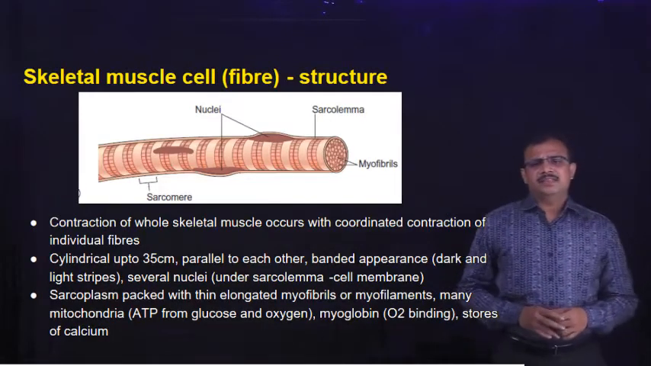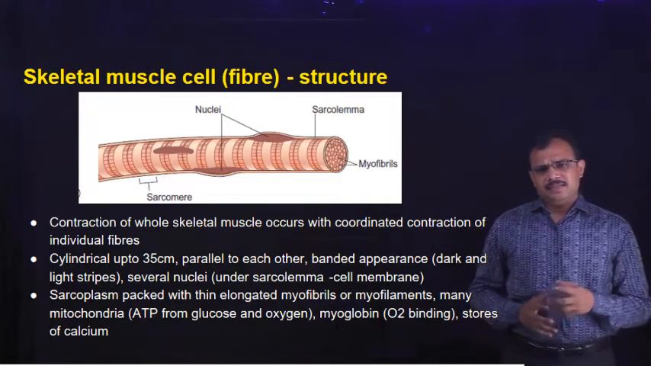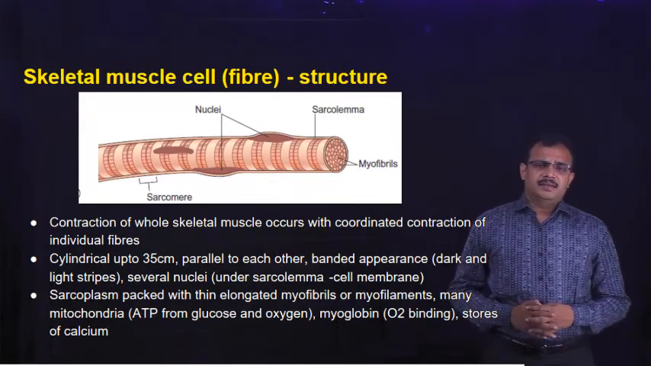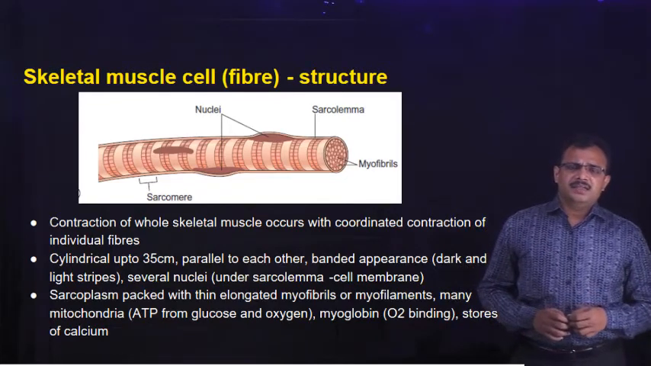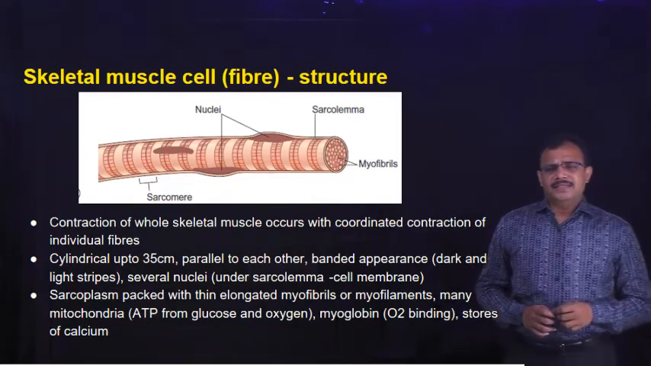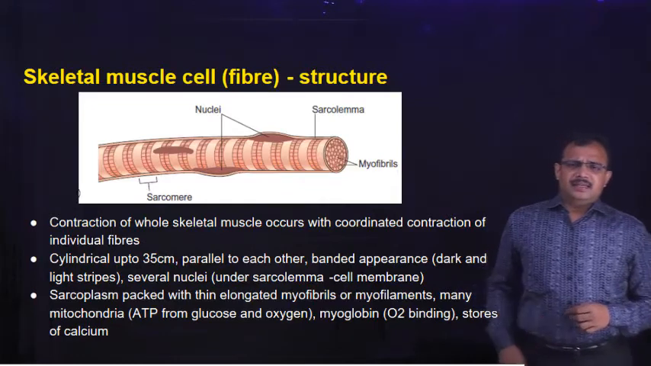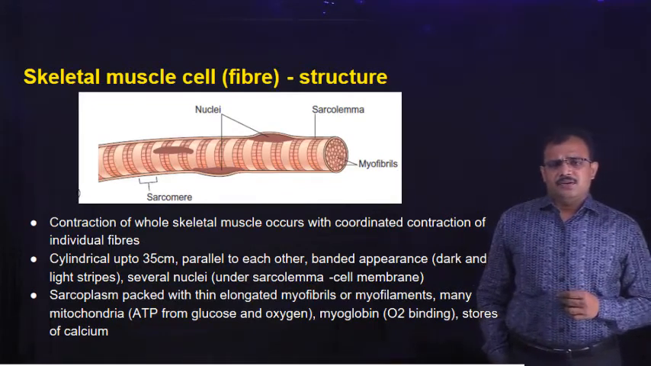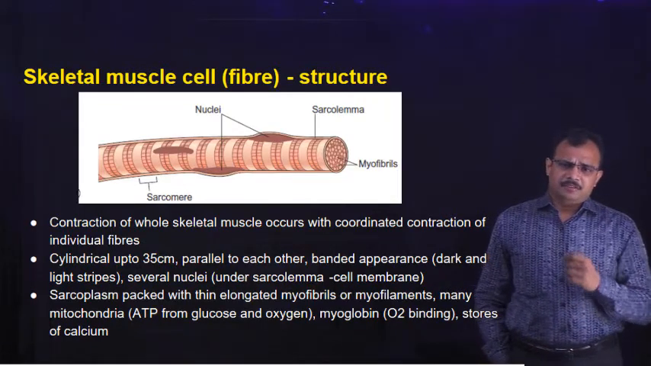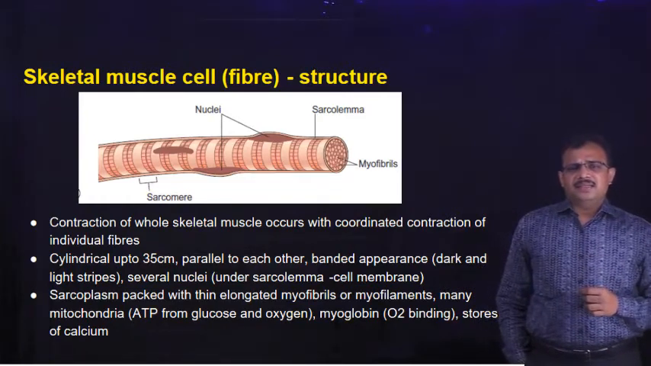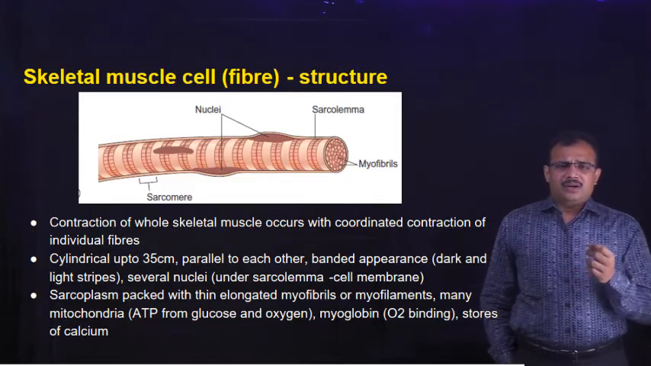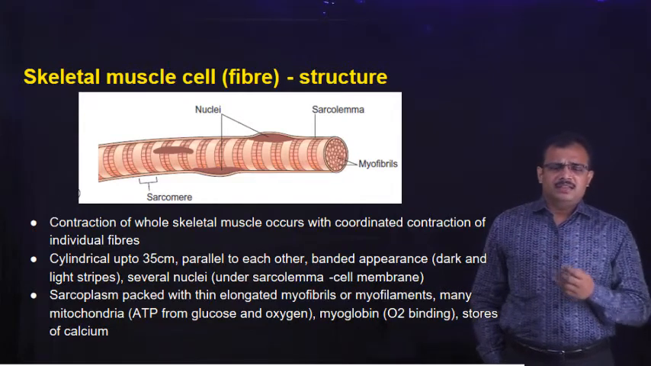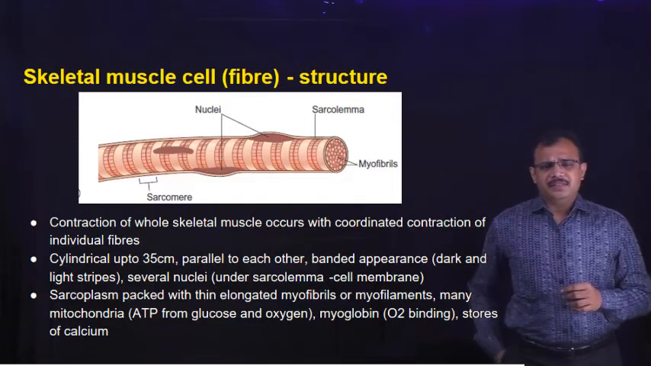Now let's see about the skeletal muscle cell. In the last case, we have seen the organization of skeletal muscle. Now we will see the skeletal muscle cell. We have seen that skeletal muscle cells are called skeletal muscle fibers, and these fibers are cylindrical in shape, and they are elongated, as we have seen that they grow up to 35 centimeters in length.